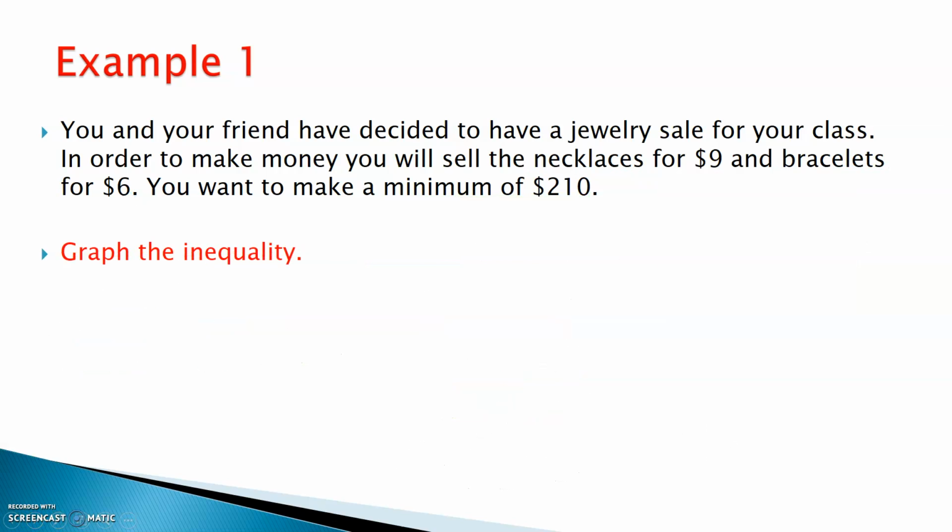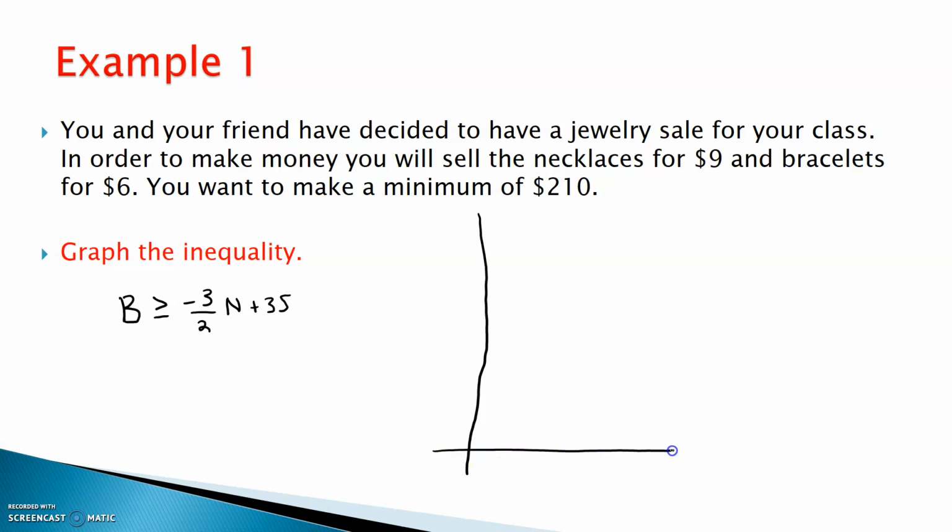All right, now I want to graph the inequality. My inequality that I had was b is greater than or equal to negative 3 over 2n plus 35. Now again, think about it before you actually go ahead and graph it. What numbers am I going to start off with? I'm going to start off at 35, and I'm going to go down 3 and then to the right 2. So this is only going to be a little bit difficult here. Hopefully you guys can bear with me on the computer here.